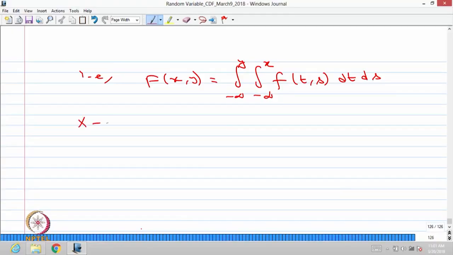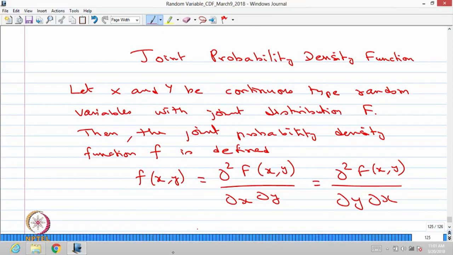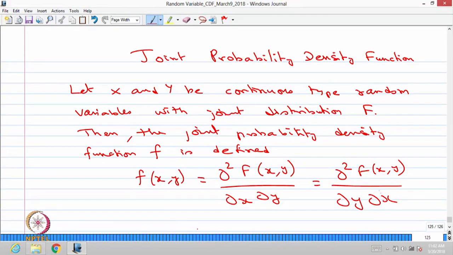It is similar to a one-dimensional random variable, where x is a continuous type random variable. Then the CDF of x can be written as the integration of some integrand, and that is the probability density function of the random variable x. The same way, we are writing for a two-dimensional continuous type random variable. Therefore, the probability density function is nothing but the second order partial derivative of the CDF with respect to x and y. Since it is a continuous function in both x and y, whether you change the order of the partial derivative doesn't matter, it is going to be the same.